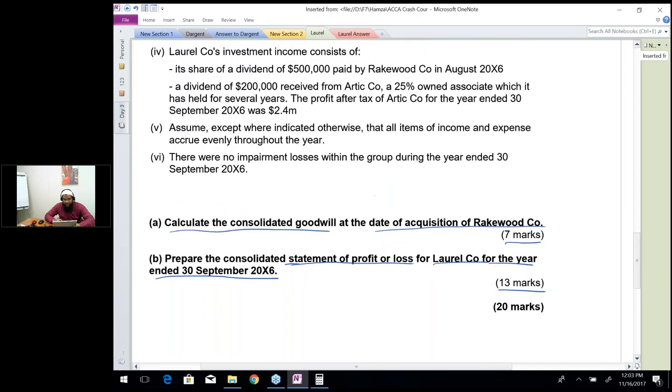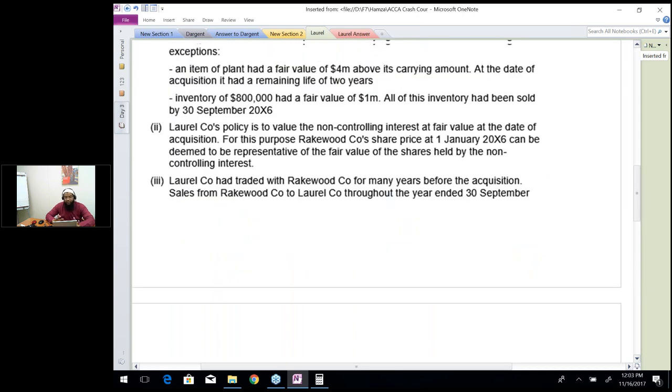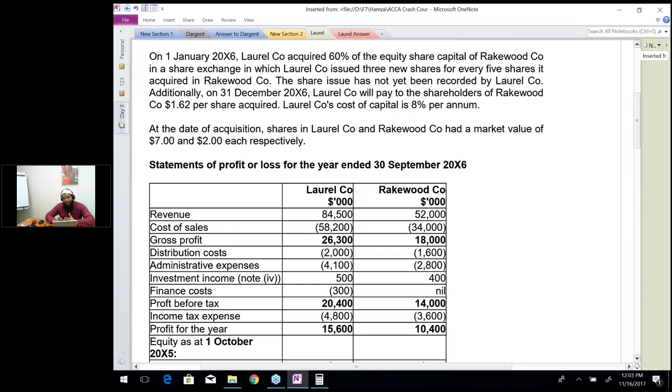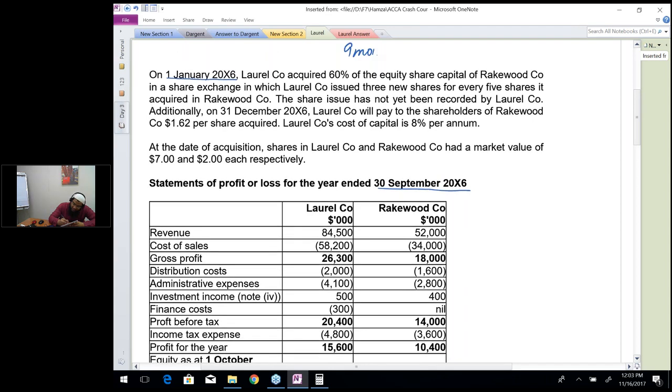Okay, so let's start reading the question. Now we know what exactly we want. We want goodwill. We want to prepare the income statement. Now the question says that on 1st January 20x6, which is 9 months before the year end, so I'm writing down 9 months so that I remember the months of acquisition.